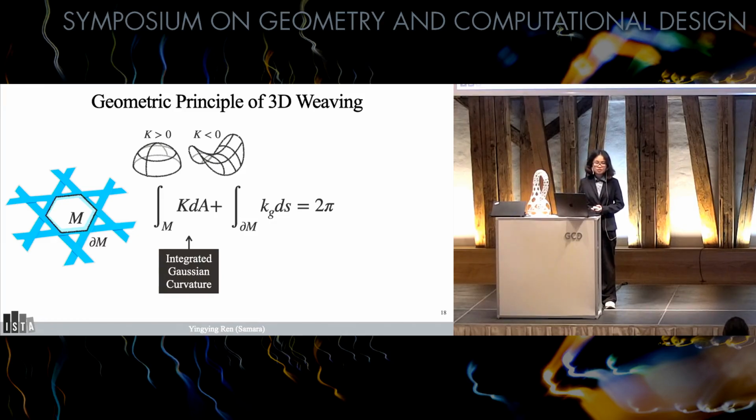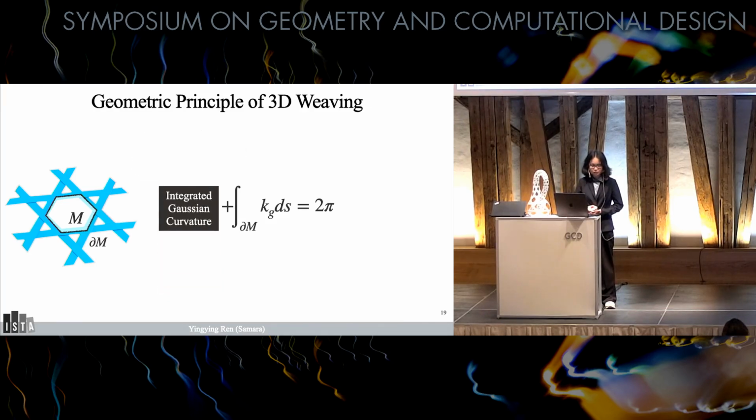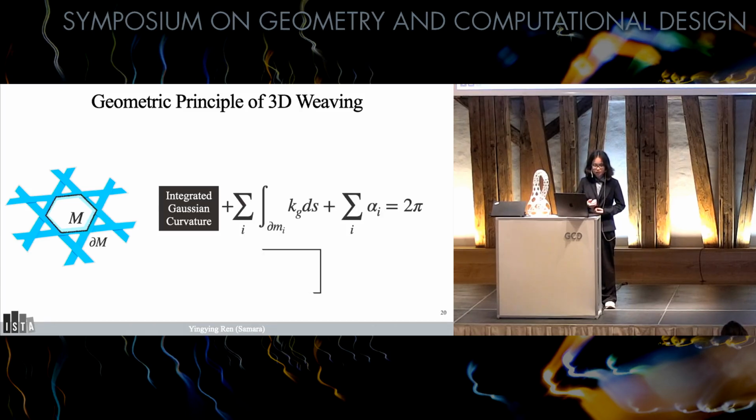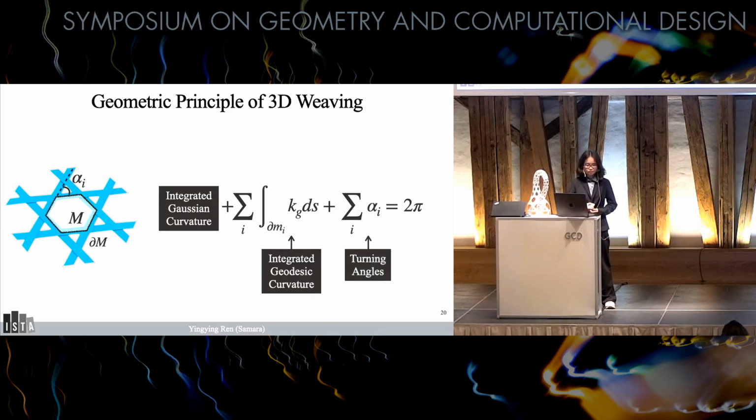In order to achieve the shape approximation goal that we discussed earlier, we want to control the integrated Gaussian curvature for each cell in the weaving pattern. And we'll do this by using the second term, which is the integrated geodesic curvature. In our case, the boundary of the domain is made of 6 piecewise smooth curves. So we can separate this integral along the boundary into the integrated geodesic curvature along each curve and the sum of all turning angles between these curves.